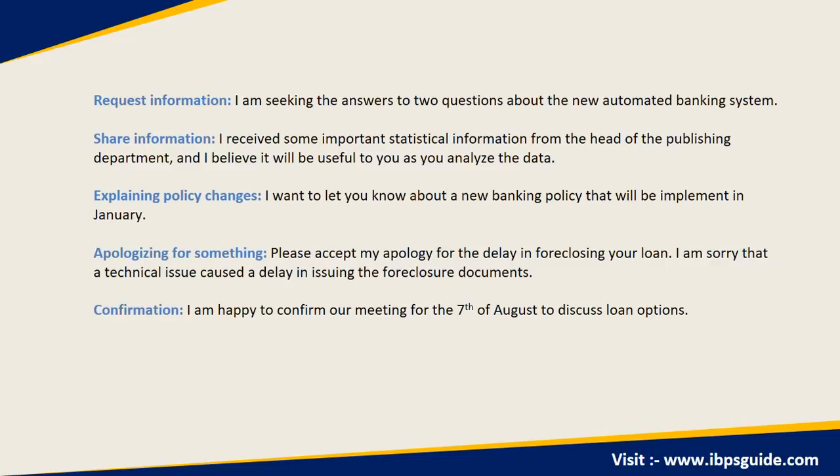Okay, next, apologizing for something. Please accept my apology for the delay in foreclosing your loan. I am sorry that a technical issue caused a delay in issuing the foreclosure documents. When apologizing for something, first you have to say, please accept my apology for whatever, right? After that, you have to mention why that happened. In this case, he is apologizing for a delay, right? In the next line, he's explaining what caused that delay, and he's saying that he is sorry about that as well.